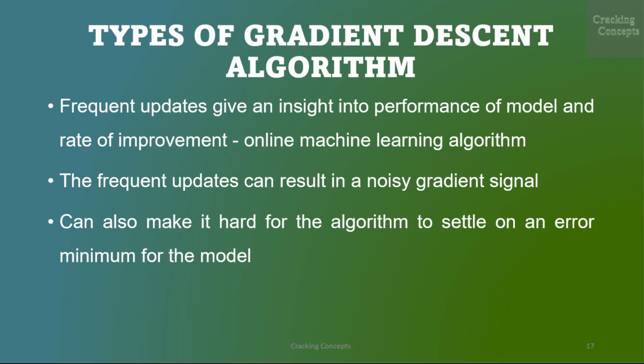Frequent updates will give an insight into the performance of the model and the rate of improvement, and this is often known as the online machine learning algorithm. Now, the frequent updates can also result in a noisy gradient signal. So, this can make it hard for the algorithm to settle on an error which is minimum for the model.